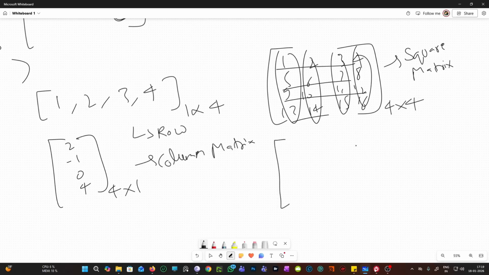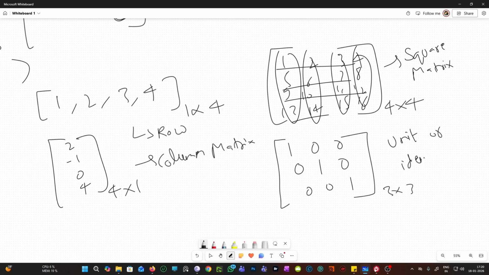Okay. And the next important type we have here is the unit or identity matrix. So now let's create a square matrix here: 1, 0, 0, 0, 1, 0, 0, 0, 1, and it has an order of 3 cross 3. So when a square matrix has all the diagonal elements 1 and the rest of the elements 0, then this type of matrix is called a unit or identity matrix. Okay, so let me repeat it again: when all the diagonal elements are 1 and all the rest of the elements are 0, then this type of square matrix is called a unit or identity matrix. Just remember one thing: this matrix needs to be a square matrix.